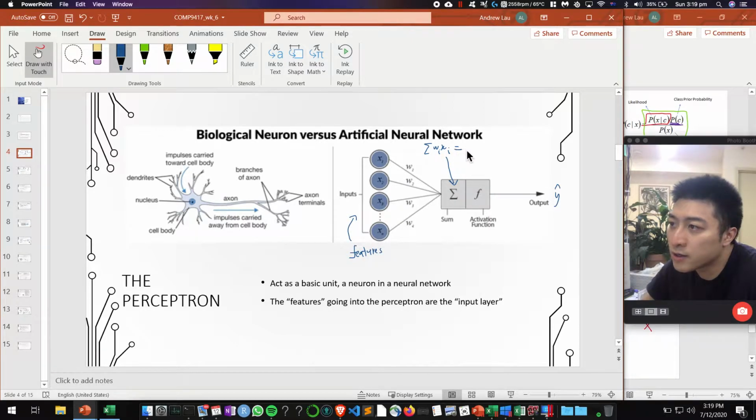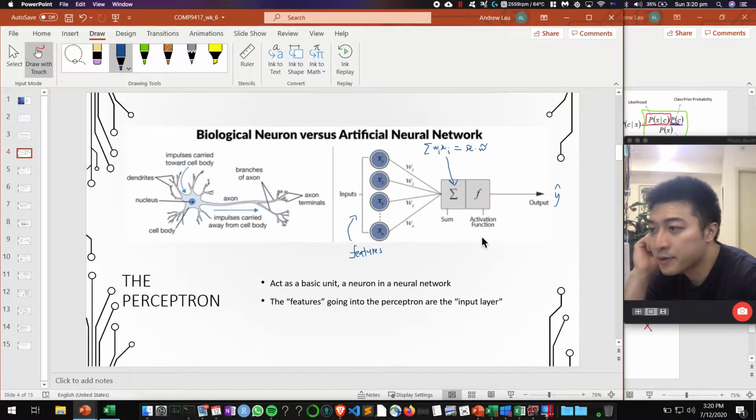You can also think of it as a dot product of your features or your inputs, as well as your weights for each of these inputs, right? And then there'll be an activation function, something we'll go through a bit later, but for now you can think of it as a function which we apply to the sum product of the inputs and the weights coming in, right?